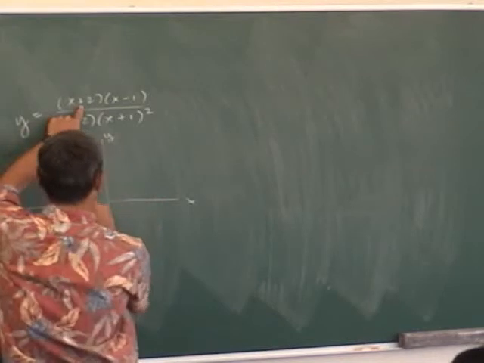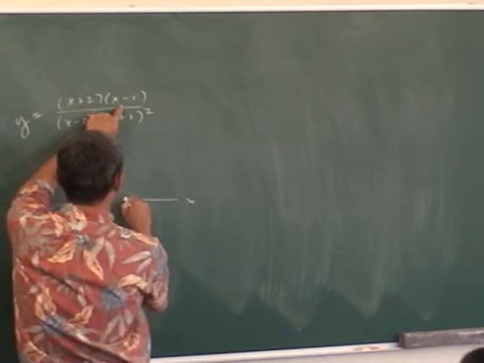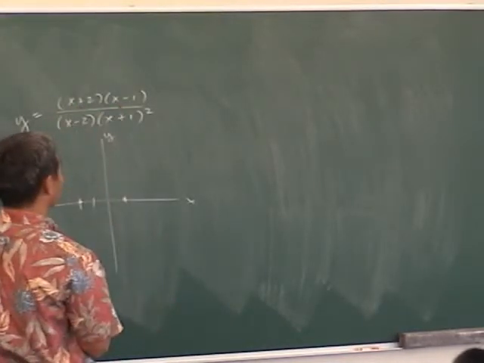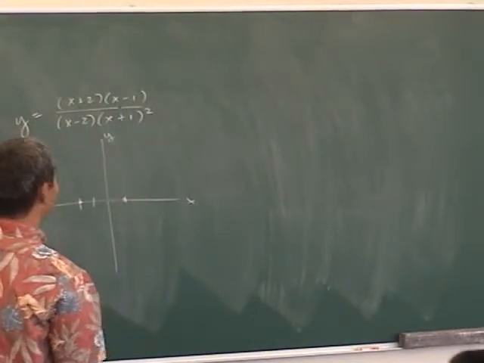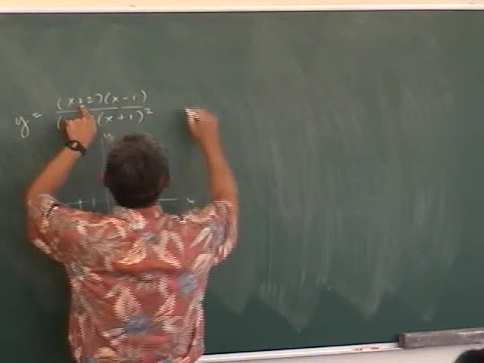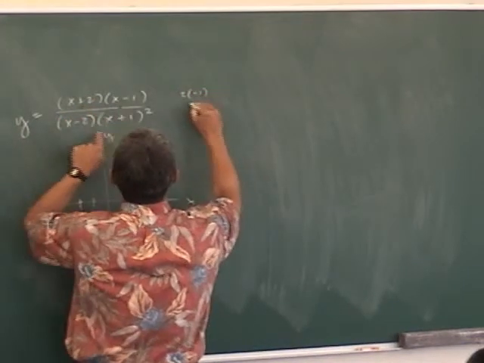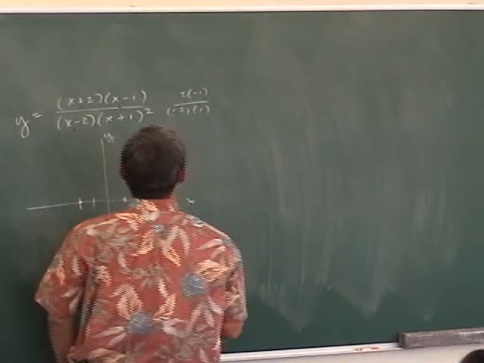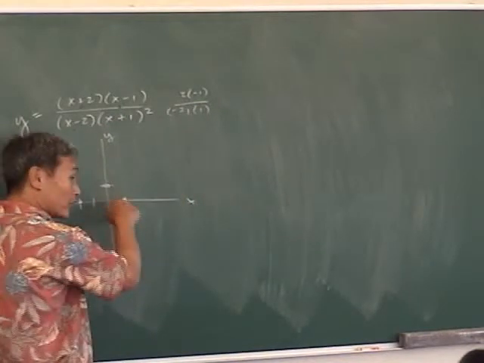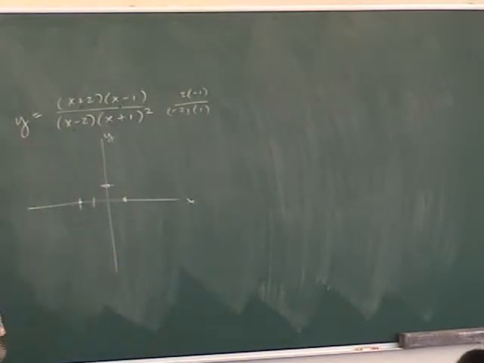X-intercepts: negative 2, 1. Y-intercept: if we cannot plug in 0 for x, what pair do we have? Okay, do this then. 2 times negative 1, all over negative 2 times 1. What is that? 1. Make sure you get the y-intercept correct now, because it'll throw off the whole graph.